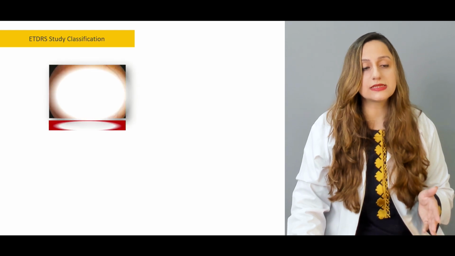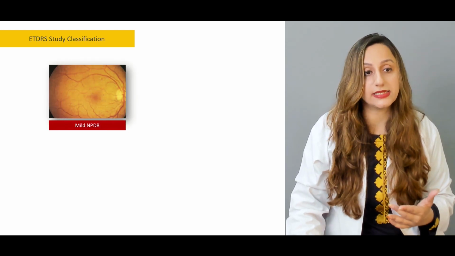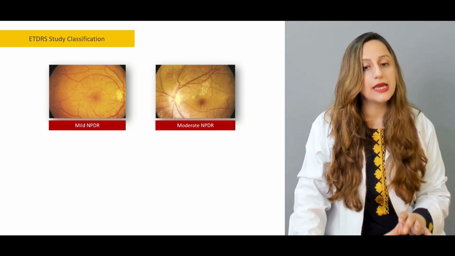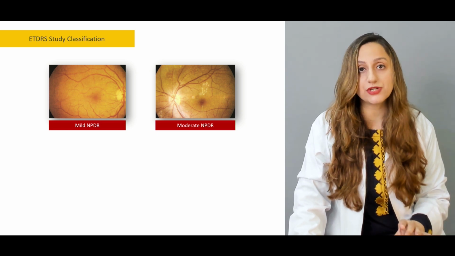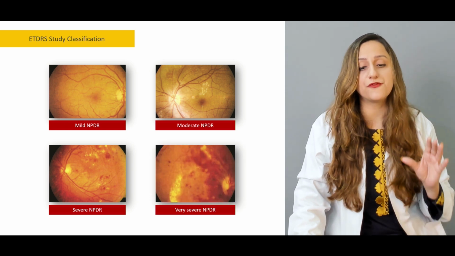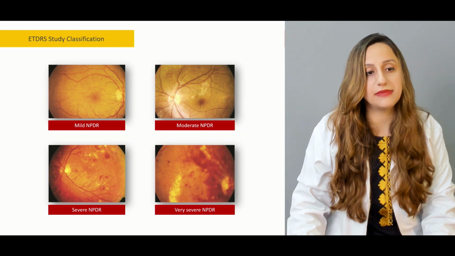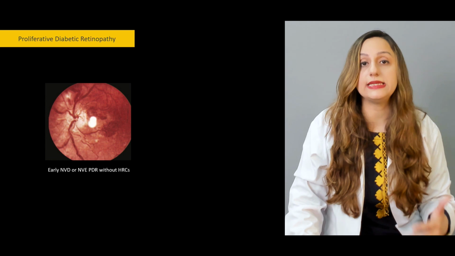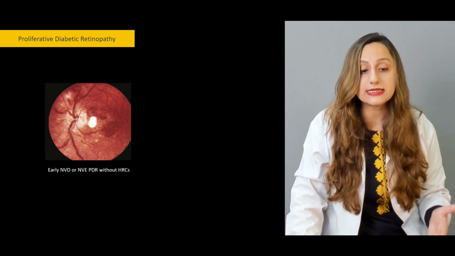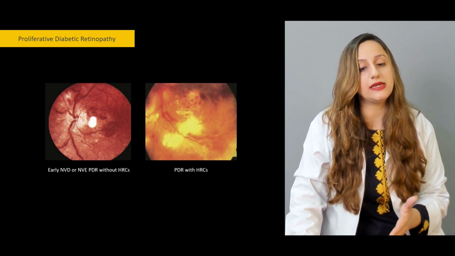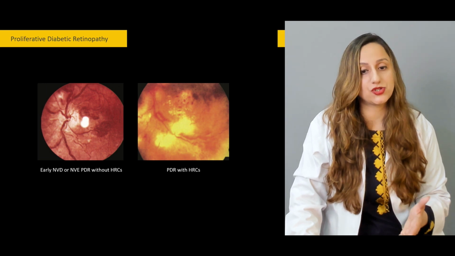The classifications include the ETDRS study classification, in which we have a mild non-proliferative diabetic retinopathy, we have a moderate non-proliferative diabetic retinopathy, we have a severe non-proliferative diabetic retinopathy, and we have a very severe non-proliferative diabetic retinopathy. The proliferative diabetic retinopathy, in which we see the neovascularizations at the discs without the HRCs, and sometimes we have the neovascularizations with HRCs. That is the hard exudates that are seen over here.